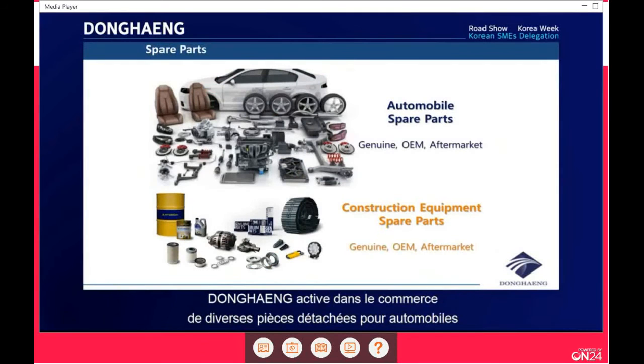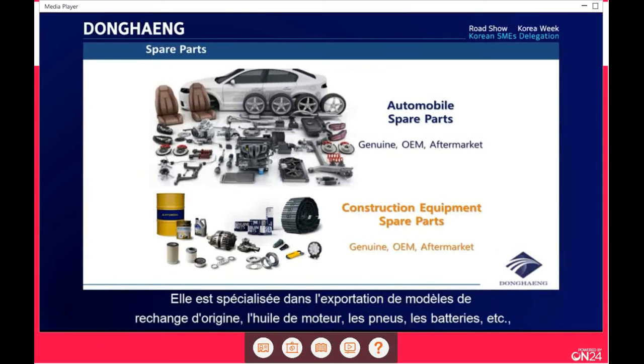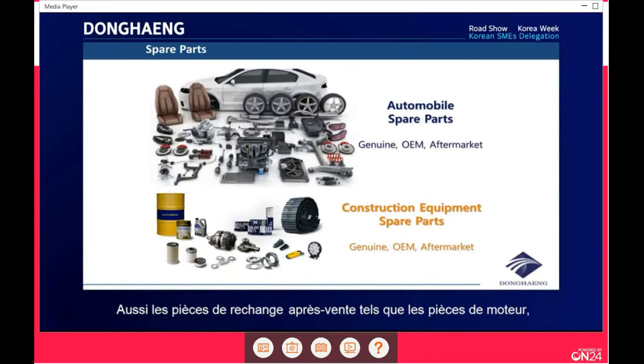DONGHAENG is a company that specializes in trading various spare parts for automobiles and heavy construction equipment based on years of experience. It specializes in exporting genuine spare models, replacement parts such as engine oil, tires, batteries, etc., and aftermarket spare parts such as engine parts, electrical parts, steering parts, braking parts, and cooling parts, etc. for Korean and all Japanese car models.